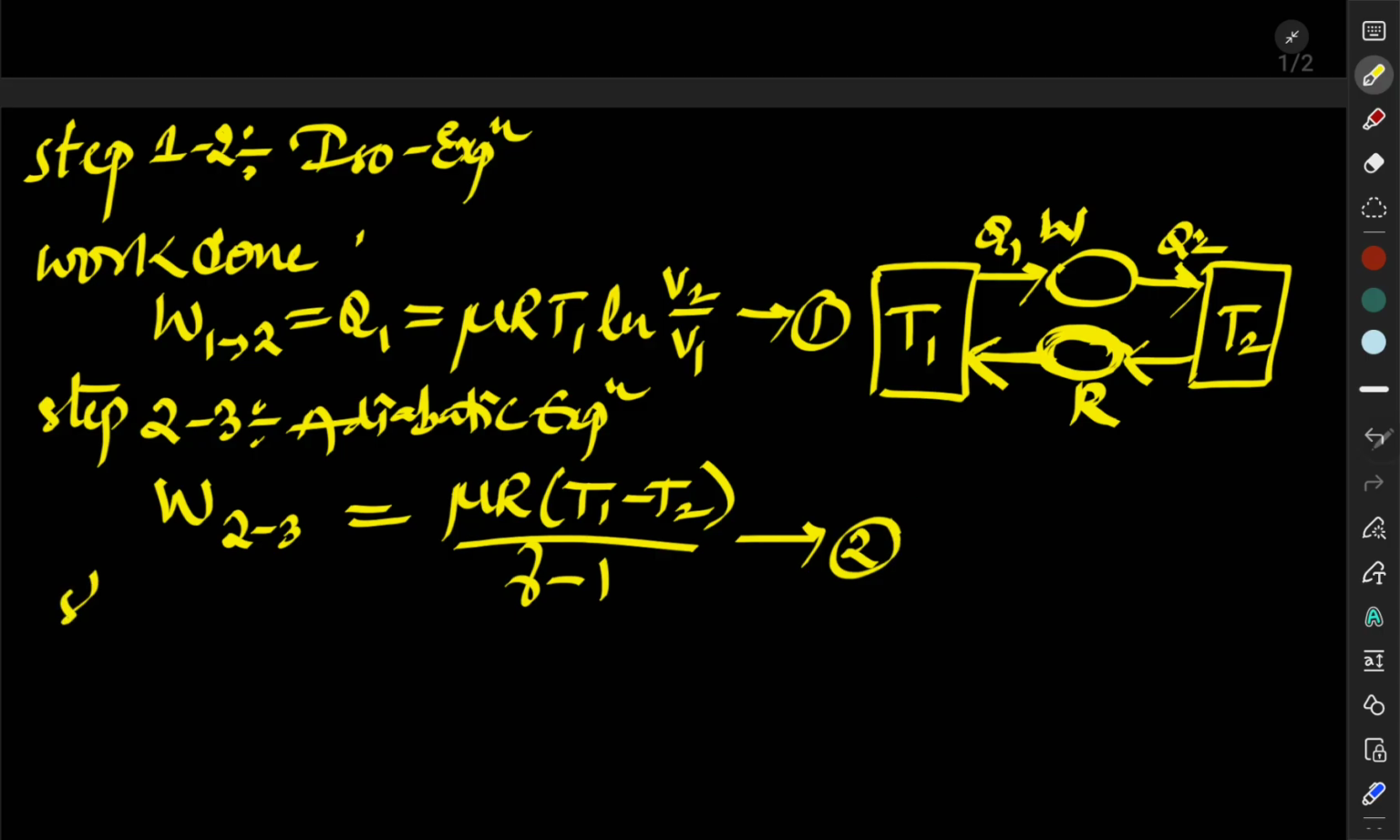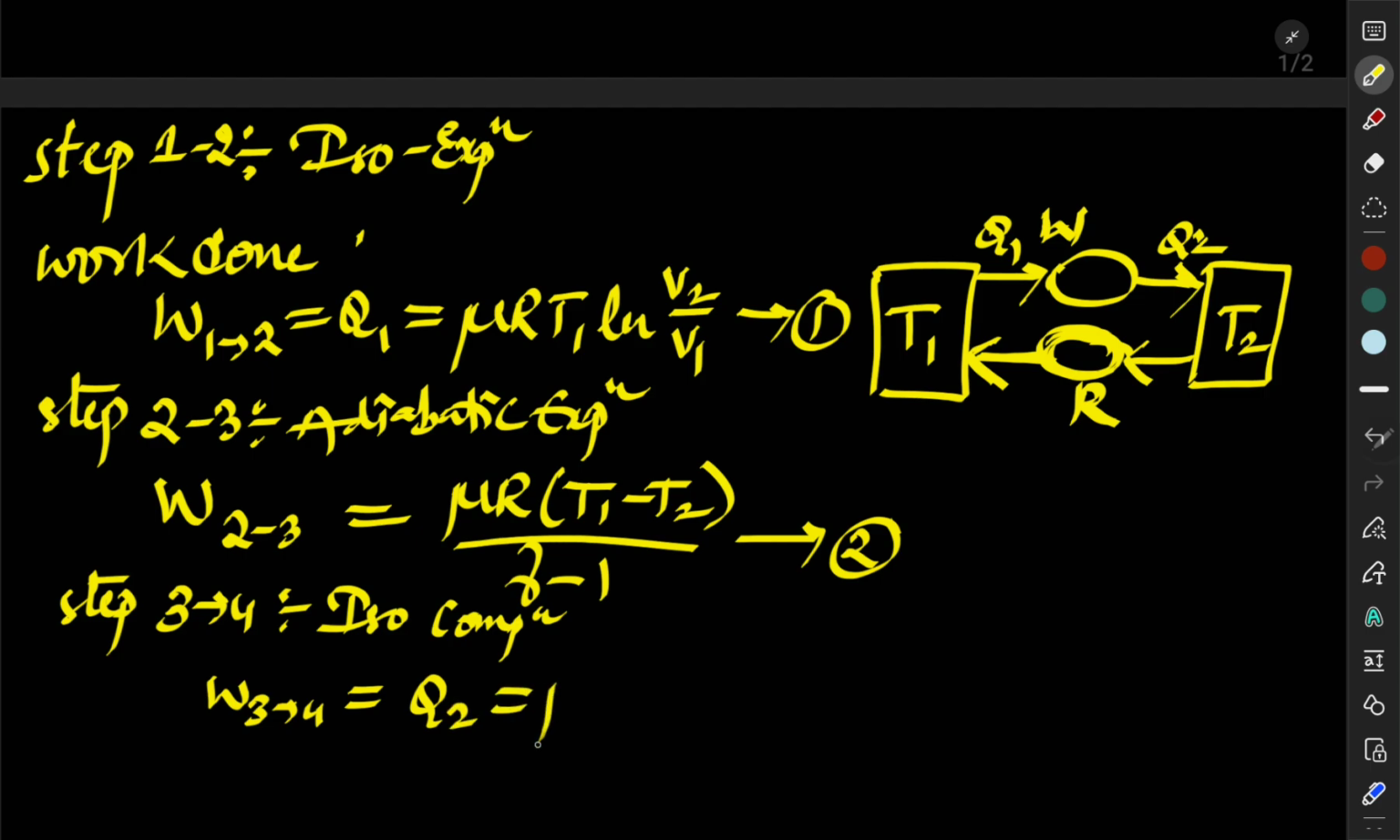Similarly, from 3 to 4, which process? Isothermal but compression. So what will be the work done from 3 to 4? There is Q2, mu R, same as the first equation but with a little change: here the temperature is T2, log V3 by V4. Let this be equation number 3.